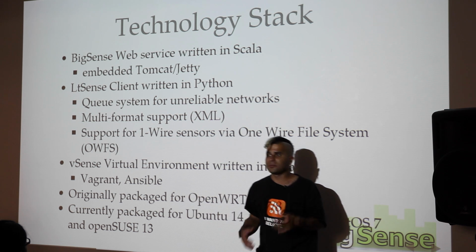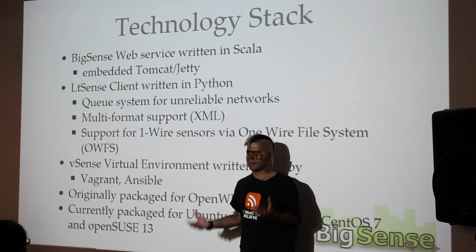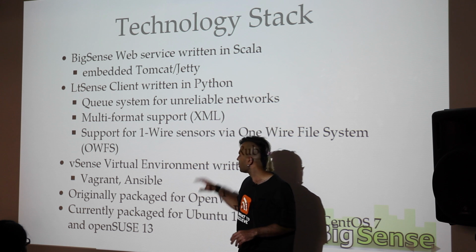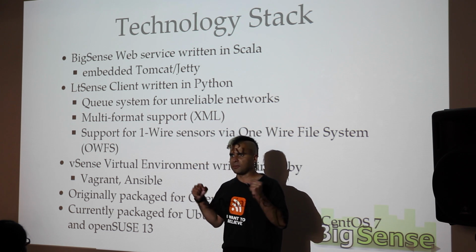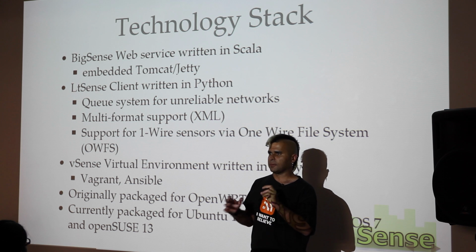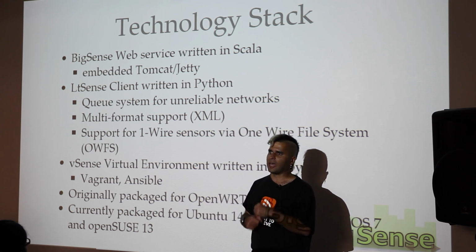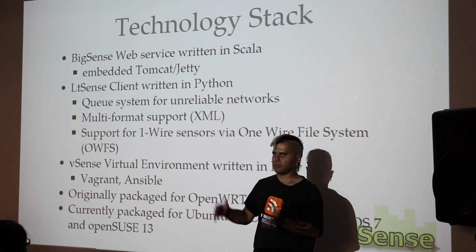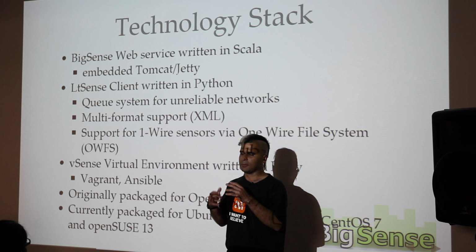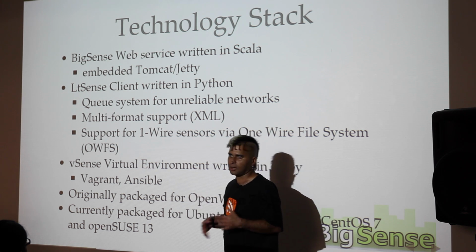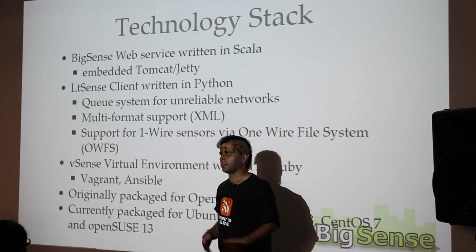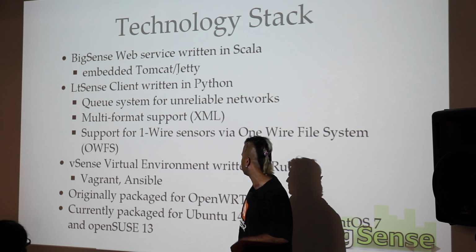There's also a component called vSense. So if you're sitting at home, you're interested in this project, you're like, wow, this is a big project, I don't know how to set this up. You can clone vSense. It's a repository with a bunch of Ruby scripts. It will just set up a bunch of Vagrant VMs, set up everything, and build everything for you. And you'll have a fully working BigSense and LtSense environment. The LtSense environment gives out fake sensor data that it just generates randomly. And this helps get developers on board quickly for people who want to volunteer on the BigSense project.